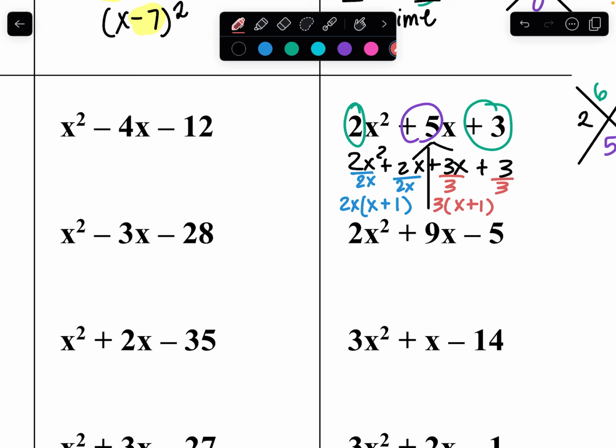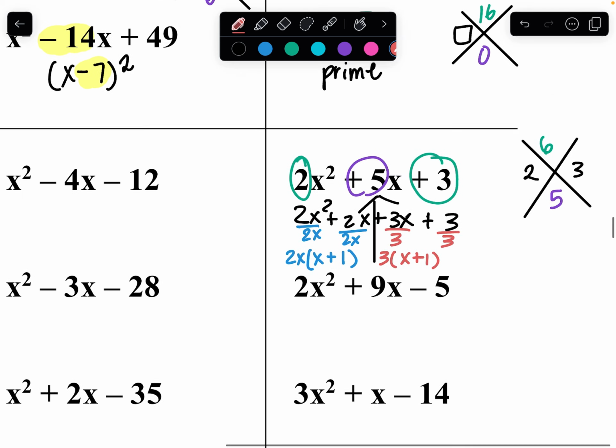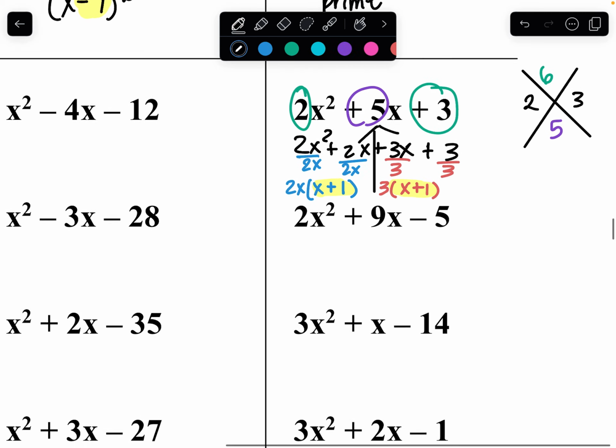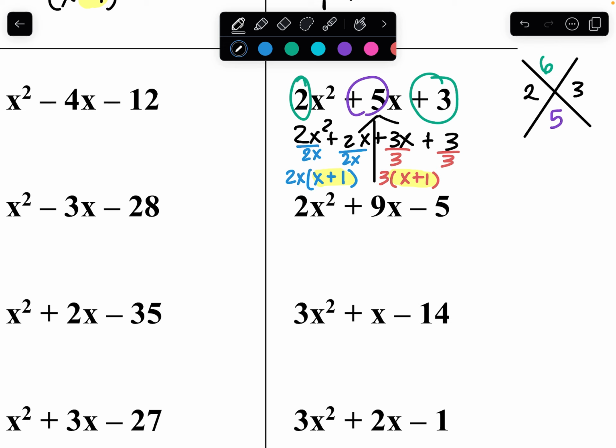leaving x plus 1. Now, if you've done everything correctly up to this point, the parentheses should match. So that's a good way to check your work. If they don't match, you did something wrong. You either had the wrong magic numbers or the wrong GCFs. And so that x plus 1 becomes one of your factors. The other factor comes from the terms outside the parentheses, 2x plus 3, in that order.